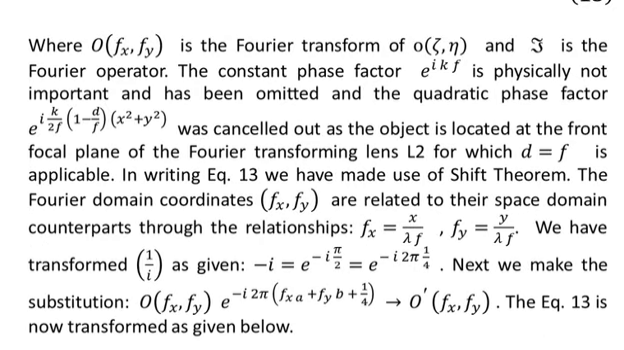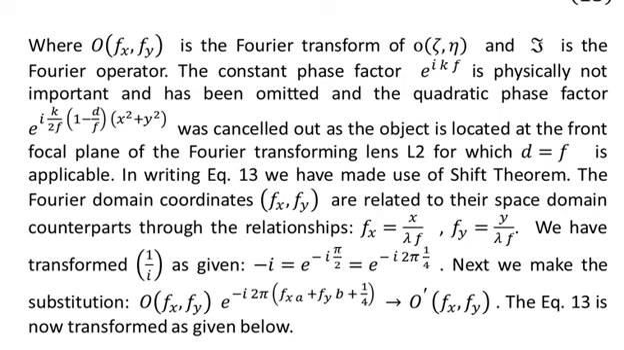Where capital O of x comma y is the Fourier transform of the object O as a function of zeta and eta, and this operator, which is the Fourier operator, the constant phase factor e to the power iota kf is physically not important and has been omitted, and the quadratic phase factor e to the power iota k over 2f, within the parentheses we have 1 minus u over f, and the quadratic phase term also involves x square plus y square, was cancelled out as the object is located at the front focal plane of the Fourier transforming lens L2, for which d is equal to f. So you see that putting d is equal to f, this phase factor will be cancelled out.